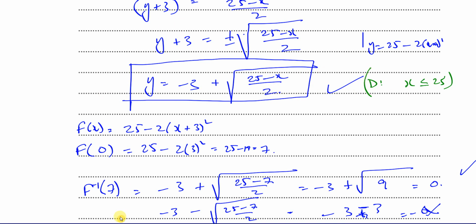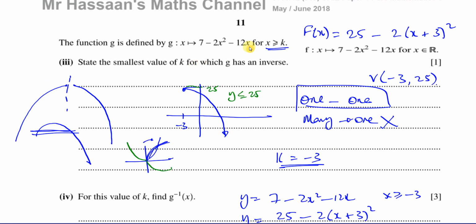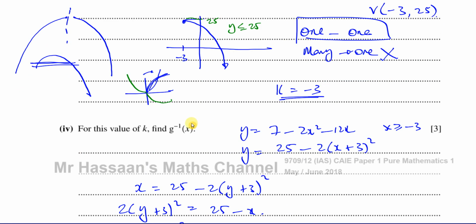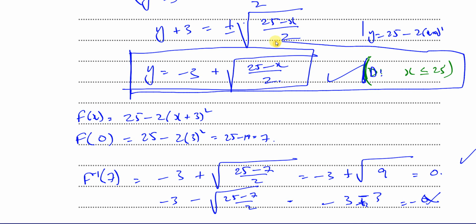It's always good for you if your original function is restricted, especially if they tell you to find the inverse function, you should really state the domain of the inverse function. Even if the question didn't ask you to, it's on the safe side for you to always state it. So that's why I've stated here, my whole answer is this, with the domain x is less than or equal to 25. So that completes this question.